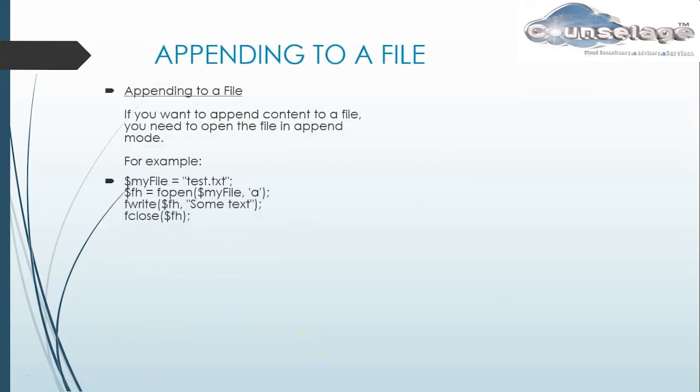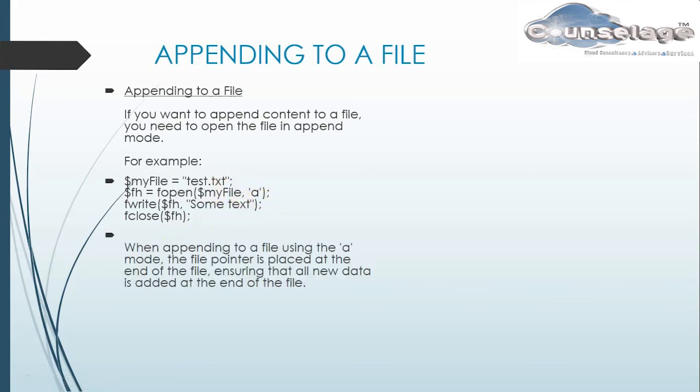Appending to a file. If you want to append content to a file, you need to open the file in append mode. For example, my file equals test.txt, then variable fh equals fopen, variable my file, a, that is, open my file in append mode. Then fwrite writes into my file: fh, some text, and then fclose fh. Close your file after appending to it.